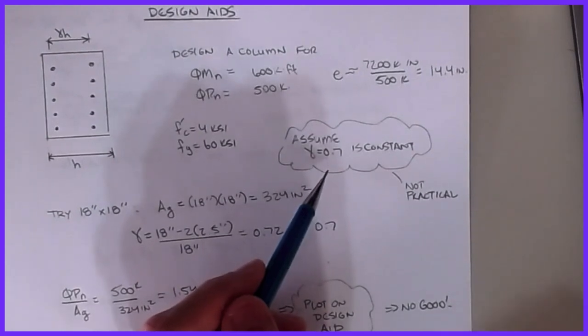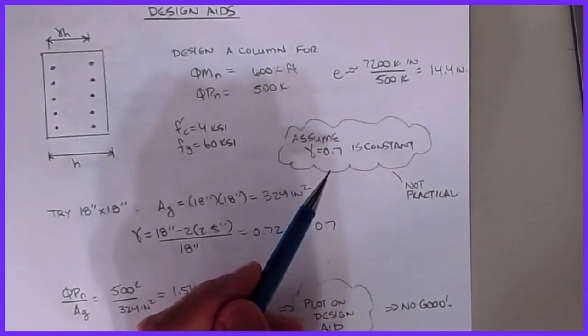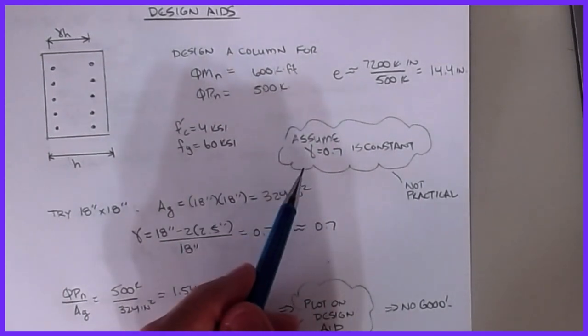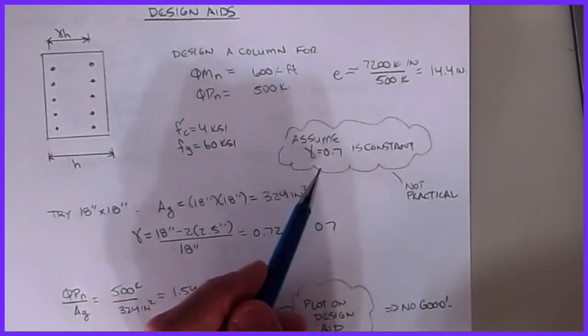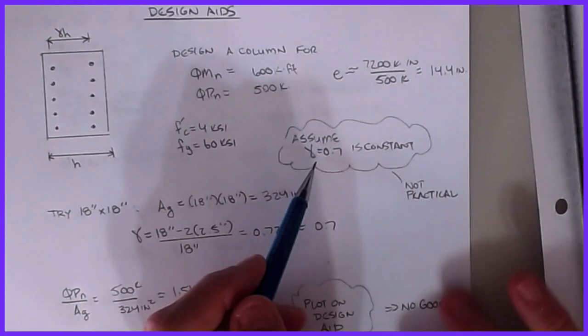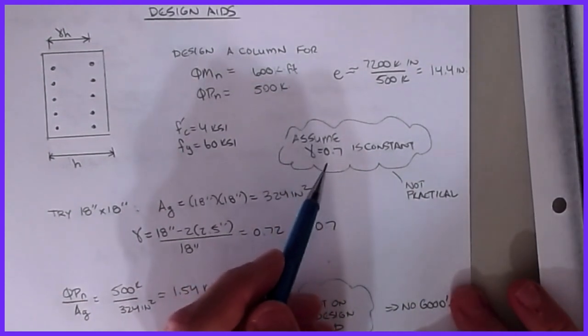This is an absolute unreality. Okay, this will never happen. As I change my column size for a constant cover, gamma will change, and it will easily move me from one chart to the next. Okay, but just to give you a sense of what's happening in the values, we're going to focus our attention on one chart, and we're going to make an unpractical assumption of gamma of 0.7.